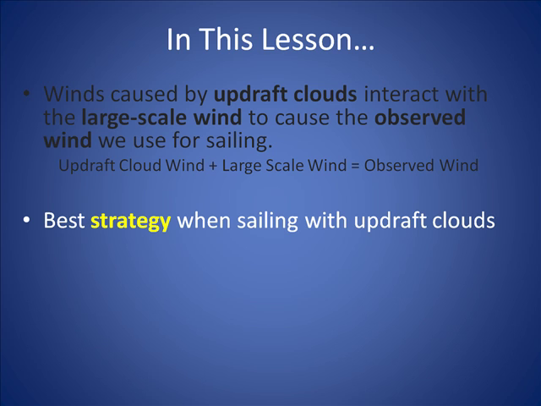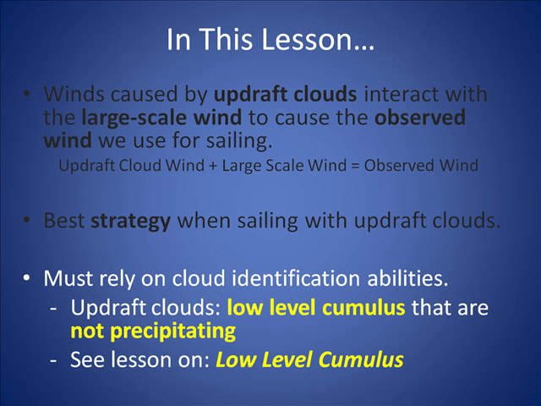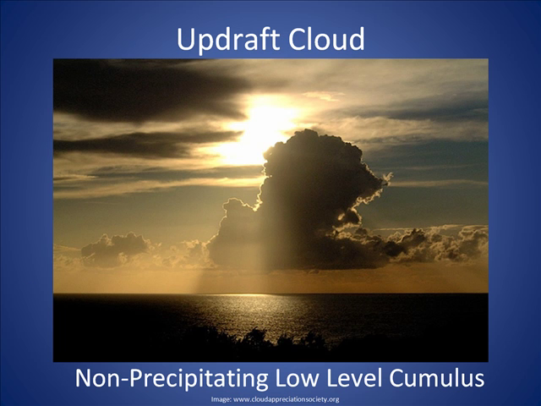But to do this, you're going to have to rely on your cloud identification abilities that we learned in previous educasts, specifically being able to identify updraft clouds as low-level cumulus that are not precipitating, as discussed in the low-level cumulus educast. But just as a quick reminder, here's an example of an updraft cloud, and you can visually see it's not raining below the cloud, and there is air rising into the cloud potentially from near the surface.